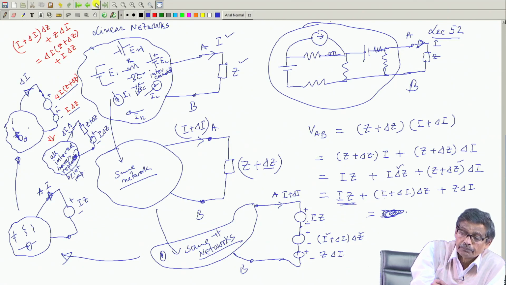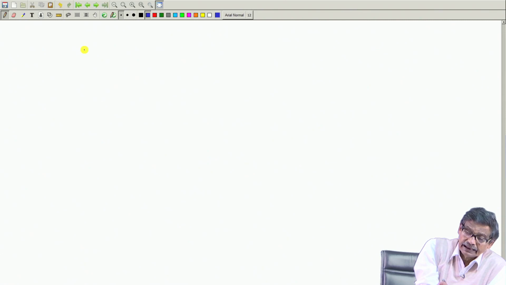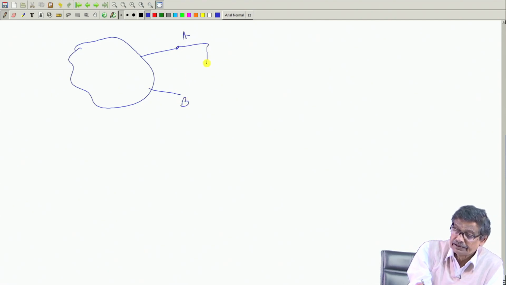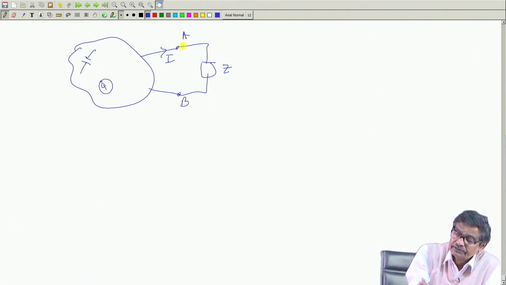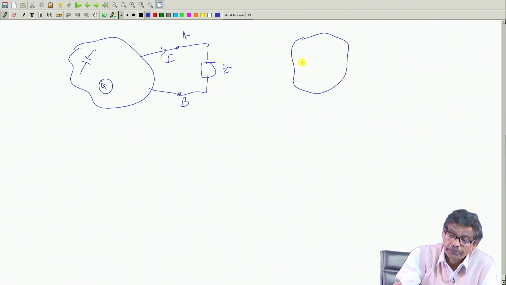Let us take a simple example. What I mean by this? That is, in other words, what I am telling, once again the final result is this: A B was there, there was Z, this current was I, there were several sources present, several elements are present, all are connected. This was I. Now, my problem is all the network should be present once again, same as it is.